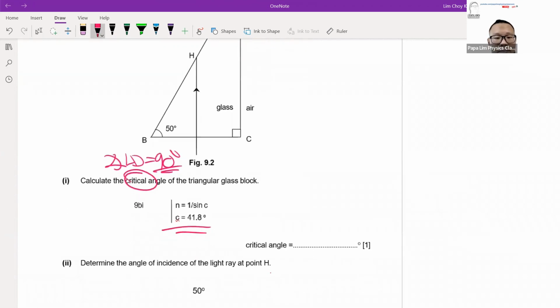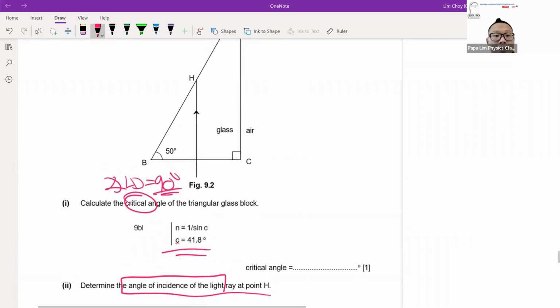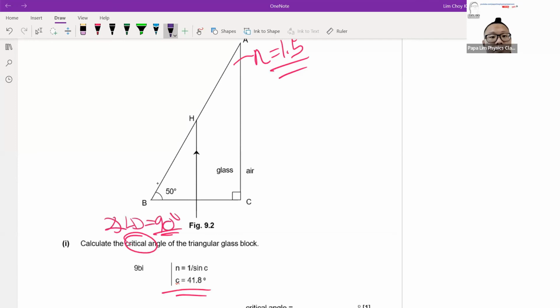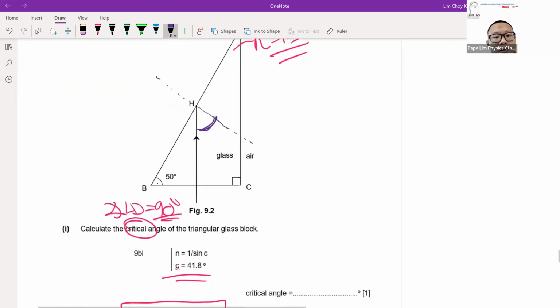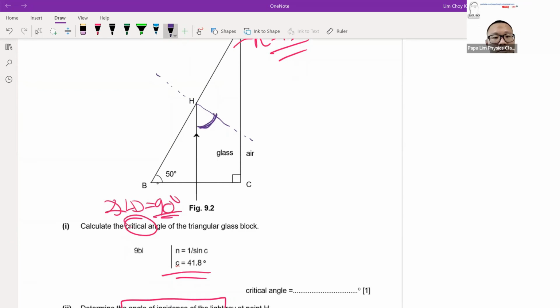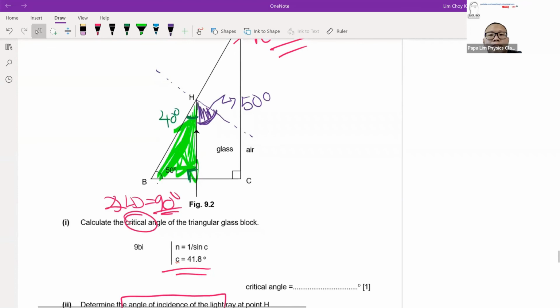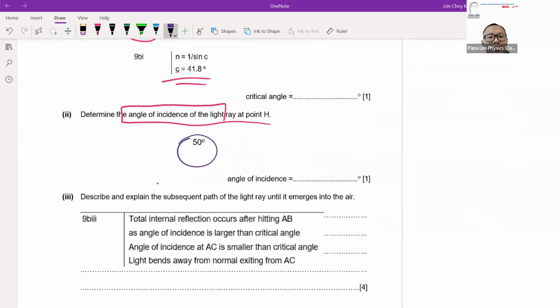Now, angle of incidence at point H. Same thing as before. I need the normal first. I want the angle here, so this is the angle I'm looking for. If you look at the angle here, let's say this is 50. Angle in a triangle is 180 degrees, so this angle will be 40 degrees. This is 90, so I will know that this angle will be 50 degrees. Simple geometry. So I'll get the answer, 50 degrees.